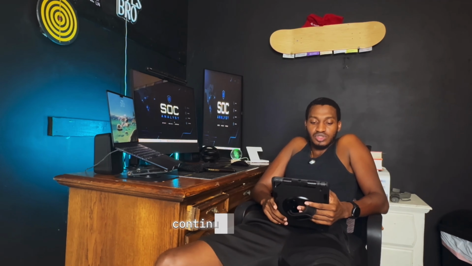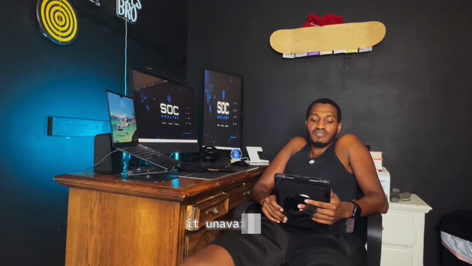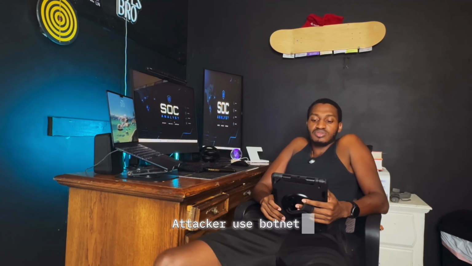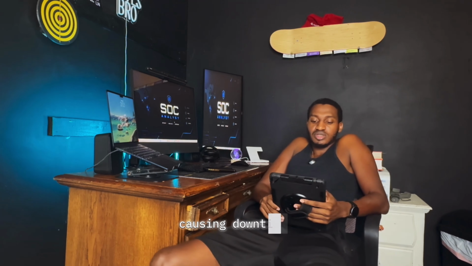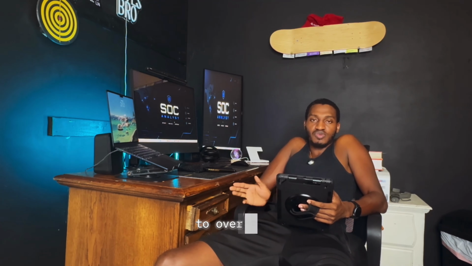Okay, we'll do maybe five more and we'll continue next time. Okay, what is DDoS attack? DDoS, distributed denial of service, attack overwhelms a target server with massive traffic, making it unavailable. Attackers use a botnet to flood a website with traffic, causing downtime. This is where an attacker hits your system multiple times to overwhelm it, until it crashes to the point where they can easily access your system.